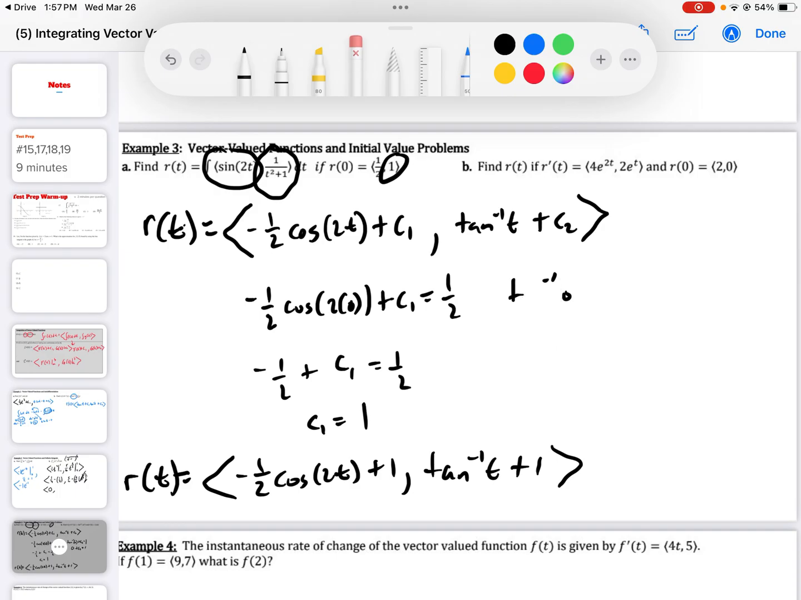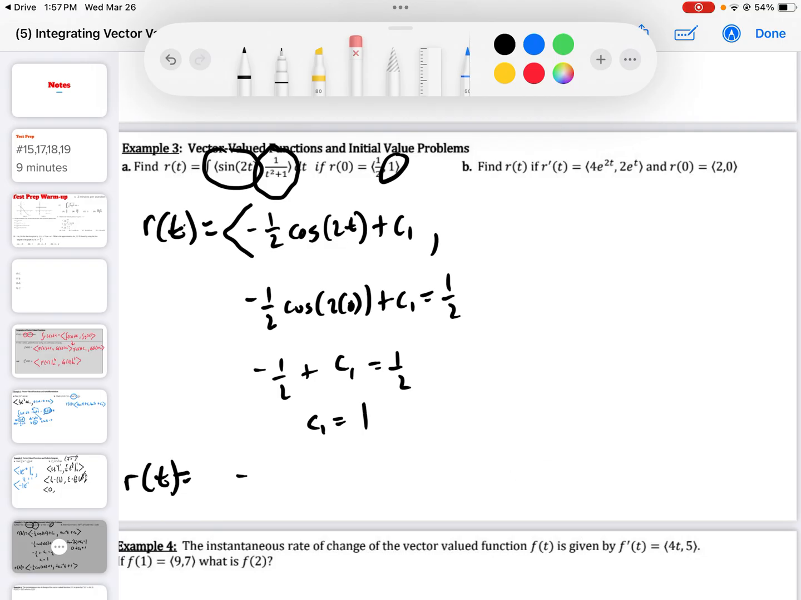Letter b, same type of problem. So this might be a good place to pause the video, give it a shot, and then unpause it and see if we got the same thing. All right, so find r if the derivative is that, but the initial condition, if I plug in 0, I should get 2, 0. So find r, which is the antiderivative of r prime.